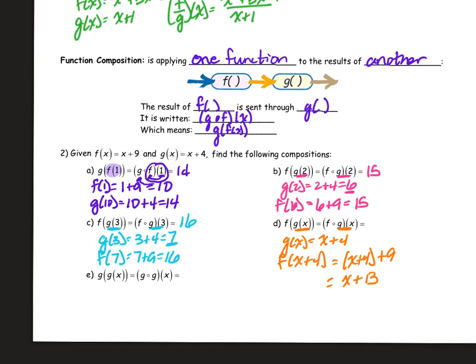Done. Now this one's interesting. It says g of g of x. So I'm going to find g of x first. So g of x, as we know already, is x plus 4. Now I want to find g of x plus 4. So I get x plus 4 plus 4, which is going to equal x plus 8.